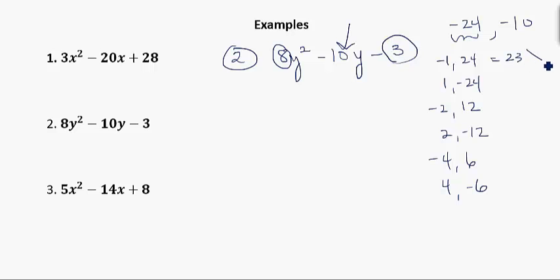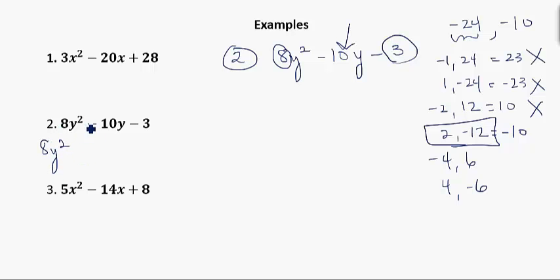When I combine these, I get 23. That's not going to work. Here I get a negative 23. That's not going to work. When I combine these, I get 10. That's not going to work. When I combine these, though, I get a negative 10. So these are the two numbers I'm looking for. So now I can rewrite this expression as 8y squared minus 12y plus 2y minus 3. When at all possible, it's easier if this sign is positive.